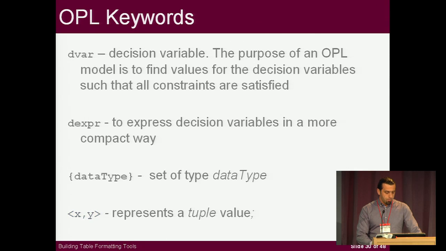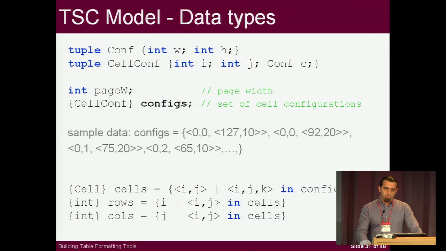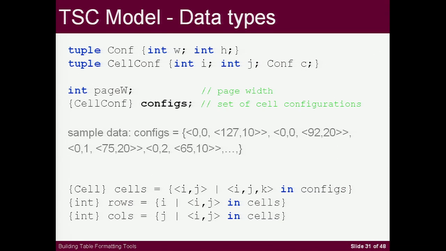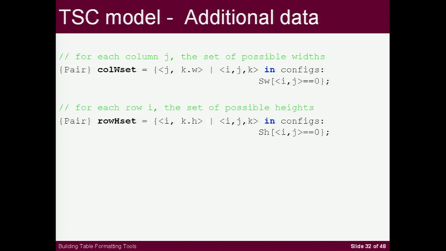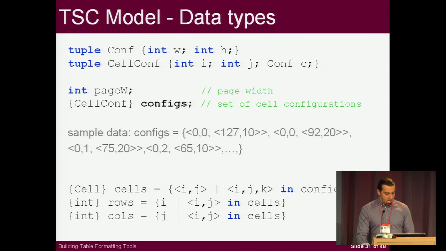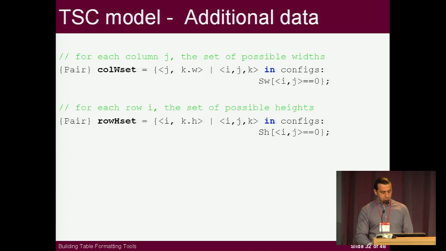And we have a tuple. So how we have actually formulated the model, a couple of data types. Initially, we have conf and cell conf. Cell conf contains 3 integers, the i, the j, and the width and height of the cell. We have a set of cell configurations, as you can probably see. And then we are determining the set of cells, the set of rows, the set of columns.